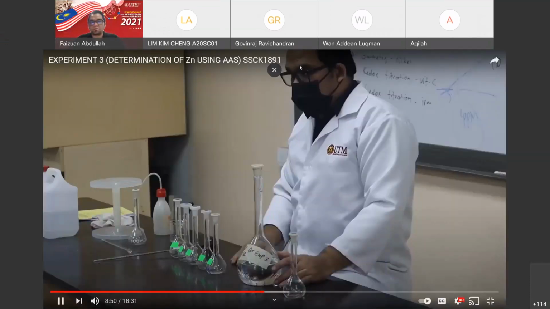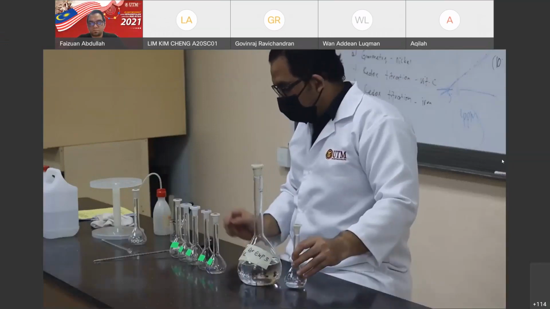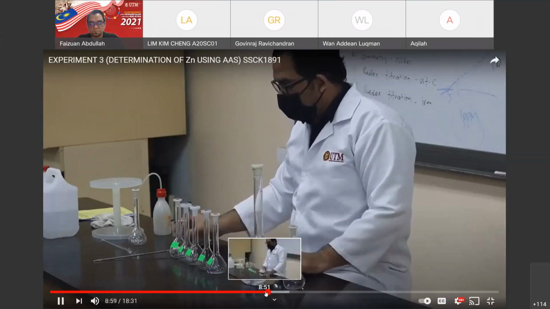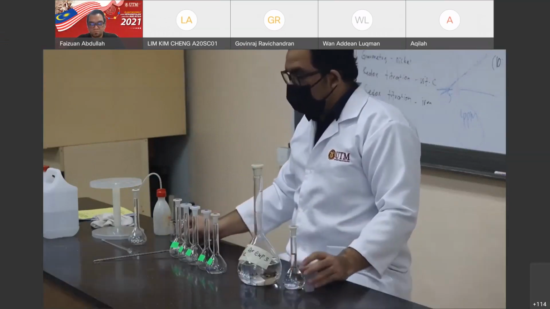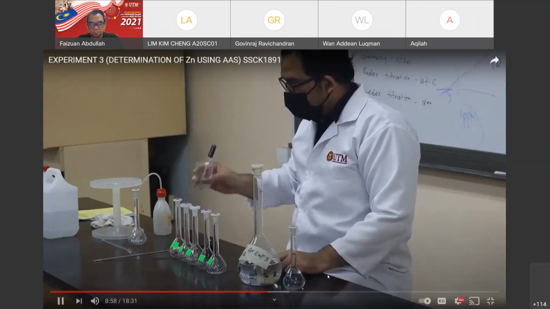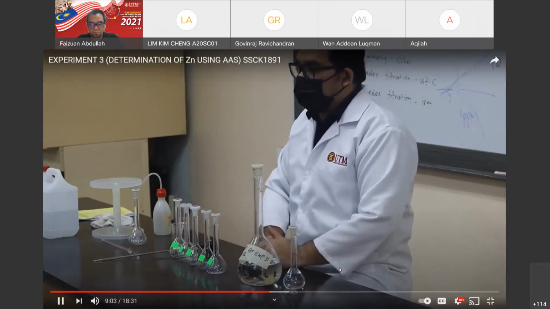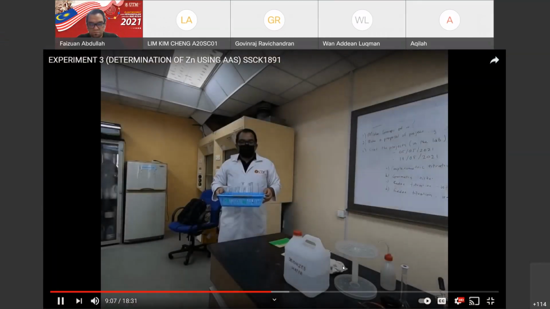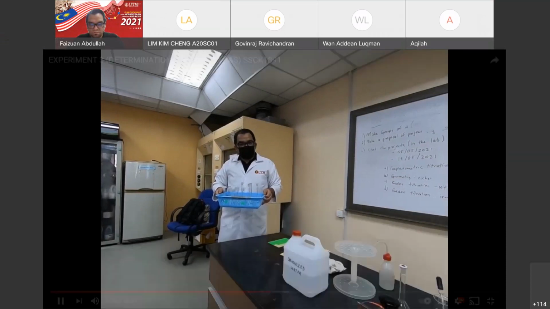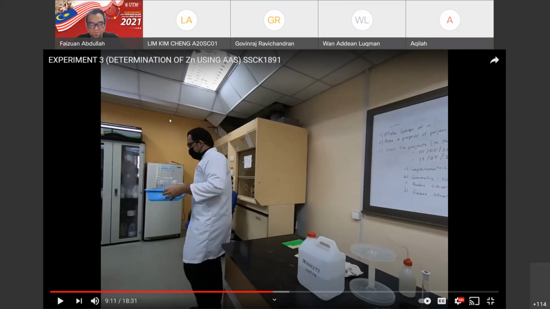Volume from the working standards that I prepared earlier. The volume will be made up to the mark using distilled water, and you have to be very careful when you are doing that to make sure that you get the meniscus right on the dot. Now, I think we are ready to perform our AAS analysis. Let's go to the AAS. Right.